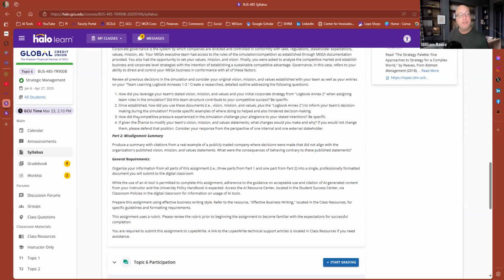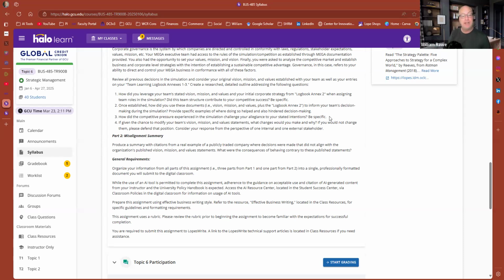Number 3, how did the competitive pressure experienced in the simulation challenge your allegiance to your stated intentions, and be specific? So how did the pressure of the simulation, whether you did well or didn't do well, challenge your allegiance to your stated vision, mission, and values? Or did you stay true to them? Do a good, honest analysis of that and give me specific examples.